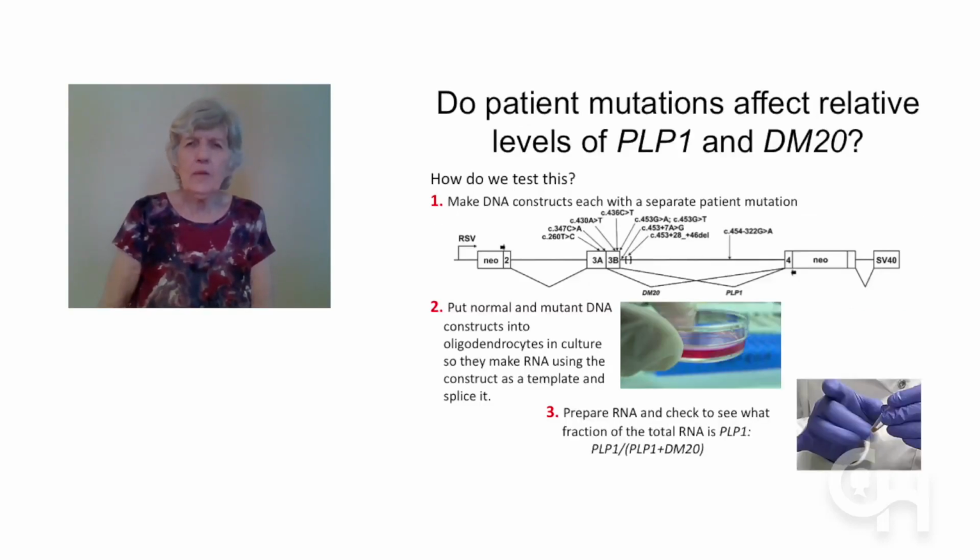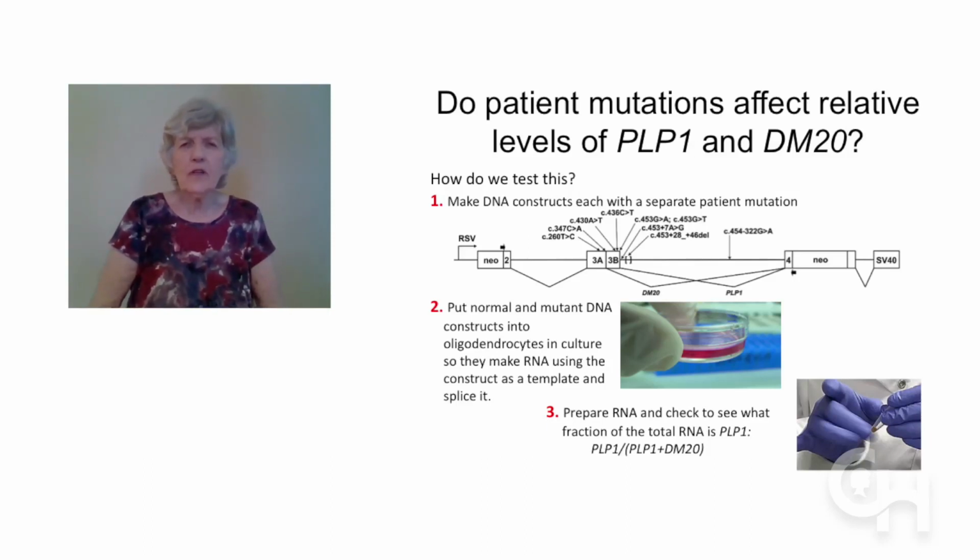To determine whether the patient mutations affect relative levels of PLP1 and DM20 forms, we first made artificial DNA constructs, each with separate patient mutations. At number 1, I've shown the construct with patient mutations named on it rather than just indicated by an asterisk.